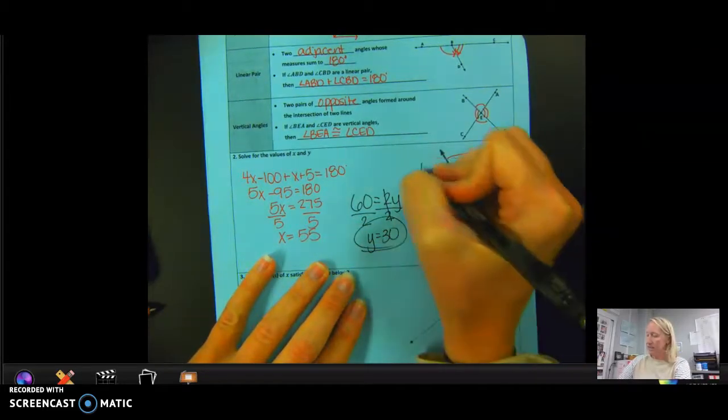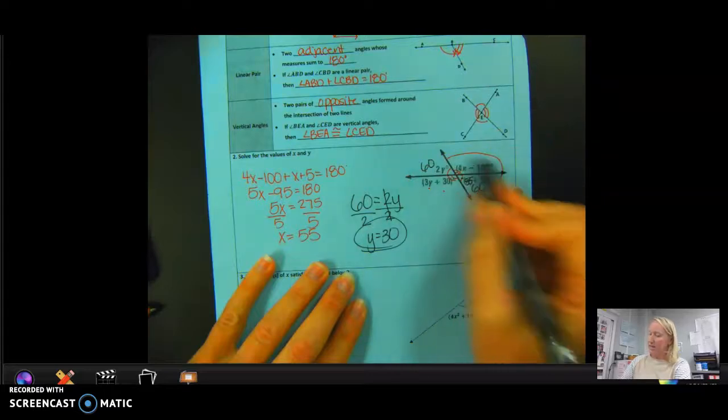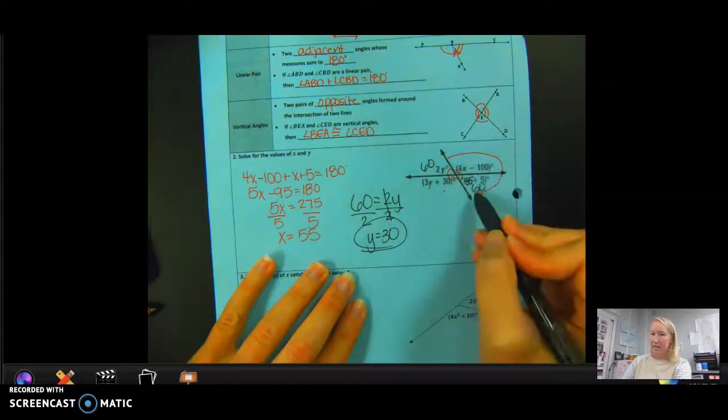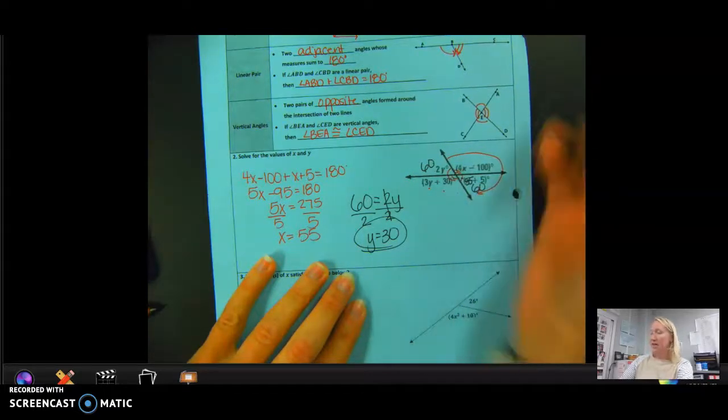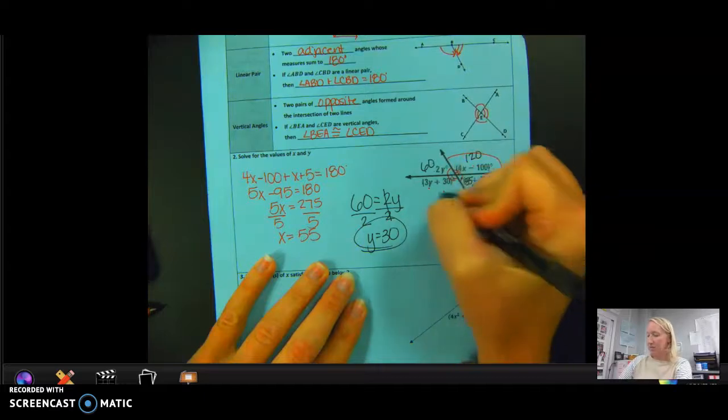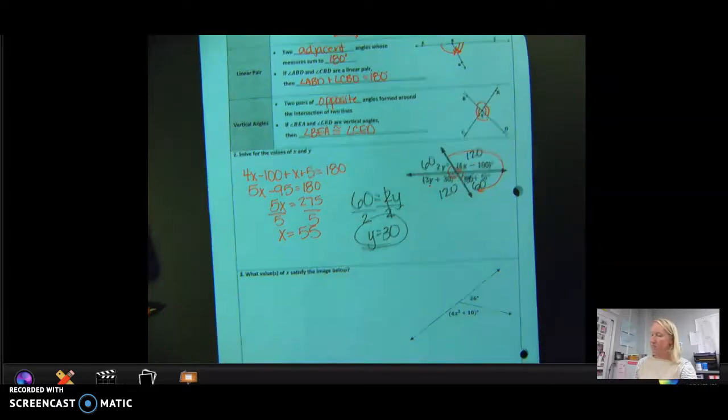I can also name all the angles now. This one's 60, this one's 60. If these two add to 180, because it's a linear pair, and this one's 60, I do 180 minus 60, that would give me 120. Same thing down here, this is 120.